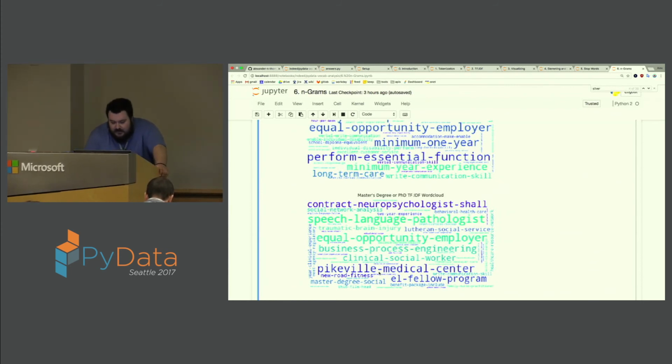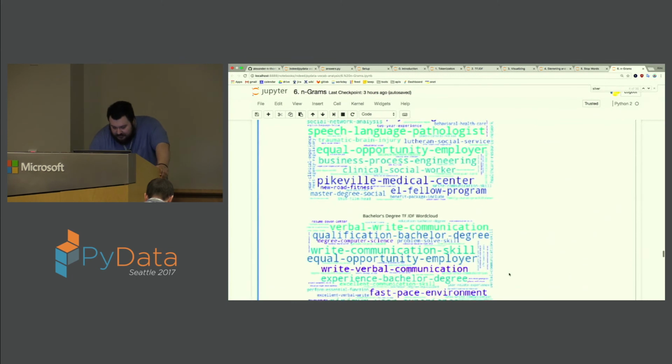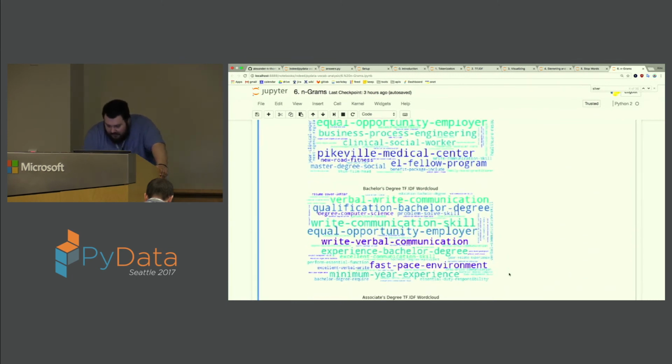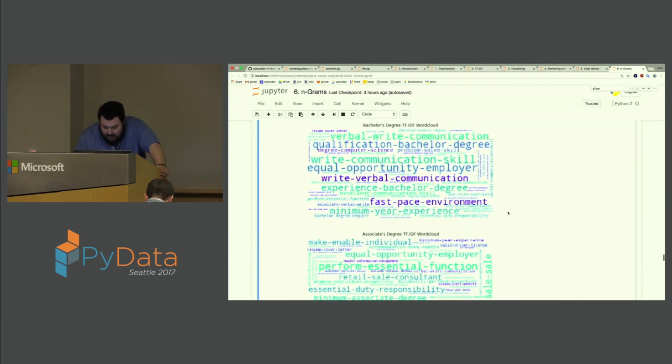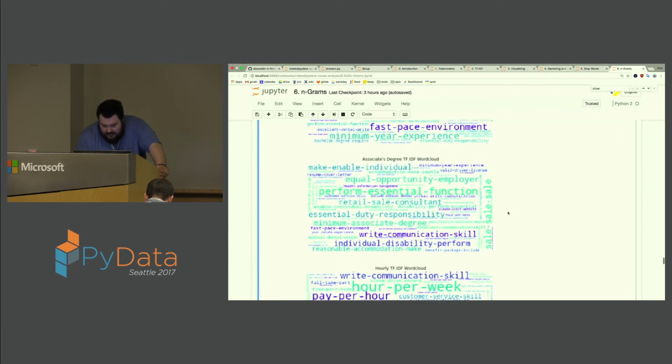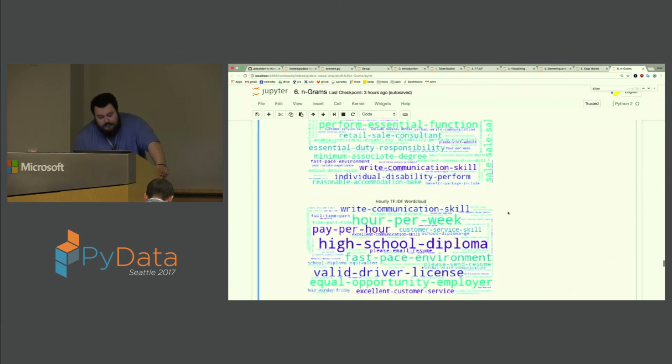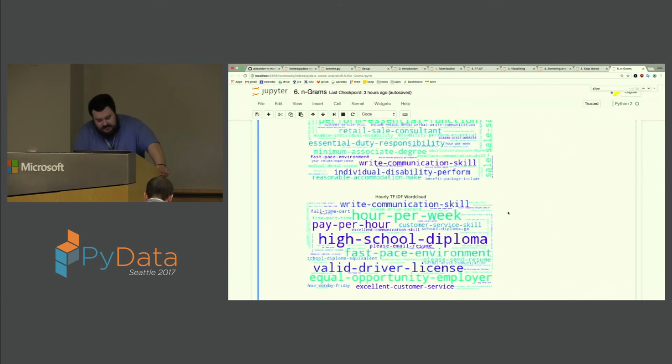Okay, so this is interesting. Do we really think Pikeville Medical Center is important to all jobs with master's degrees? Probably not. This is probably, again, us getting too deep into our own data set. Bachelor's degree, okay. Qualification, bachelor degree. Okay, that's good to see. Associate's degree. Yeah, okay, for a lot of the segments, we're seeing diminishing returns at this point.